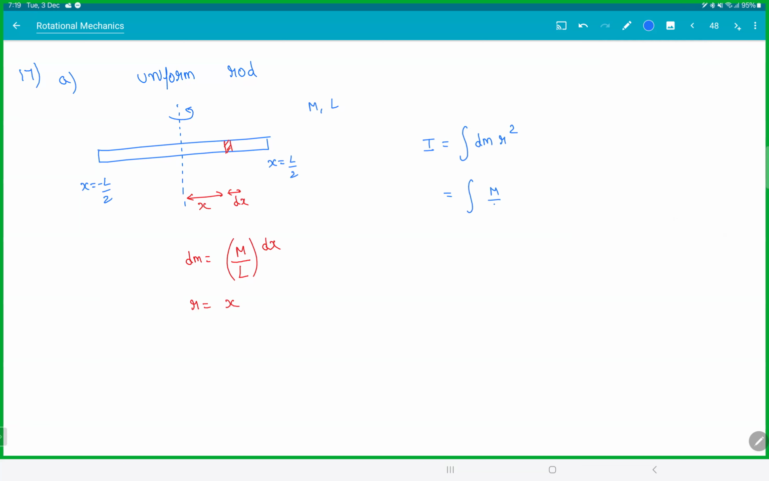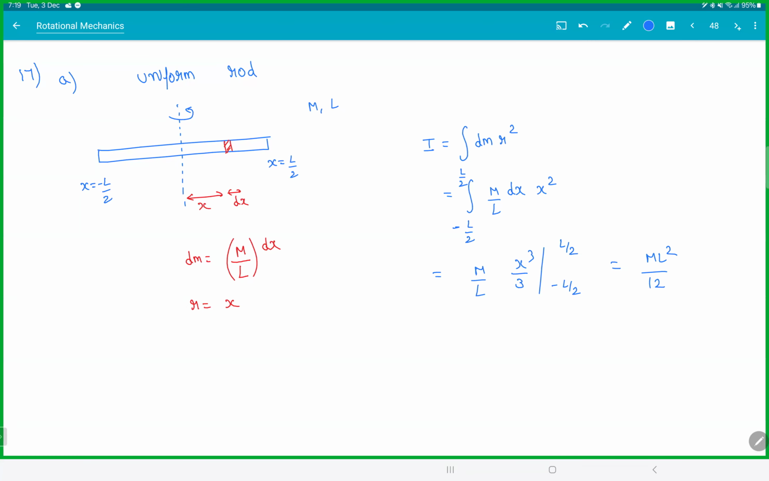So moment of inertia formula is integral dm r square. So dm is m by L dx. R is the perpendicular distance, x square. X values are going from minus L by 2 to L by 2. Substitute there. This will be m by L, x cubed by 3. Limits are from L by 2 to minus L by 2. This is mL square by 12.